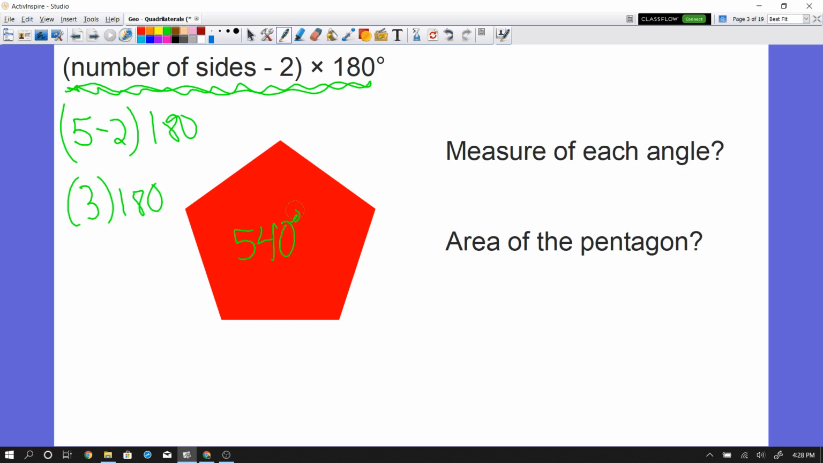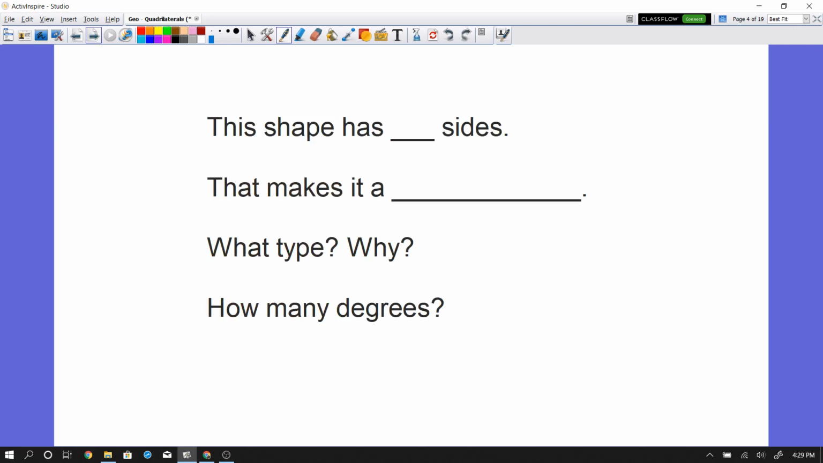To find the measure of each angle, all you have to do is divide by how many angles there are. That's going to be 108. And you could always check that by adding 108 up 5 times or multiplying it by 5. This is just the formula you use to find out the amount of degrees inside of a shape. That's going to become relevant soon.